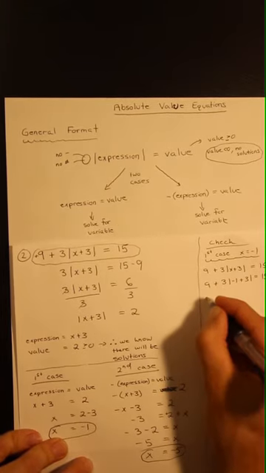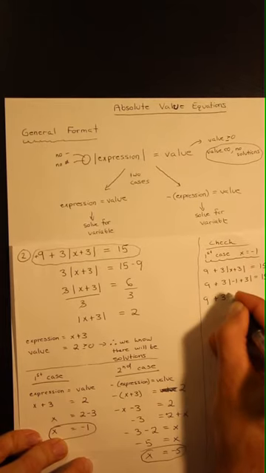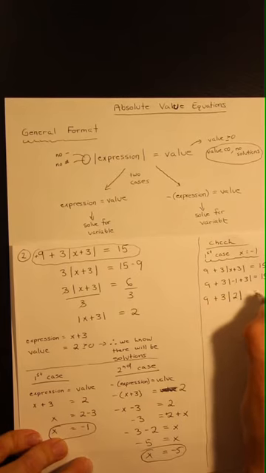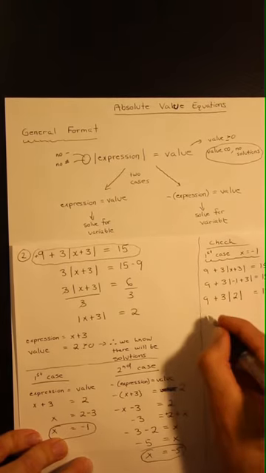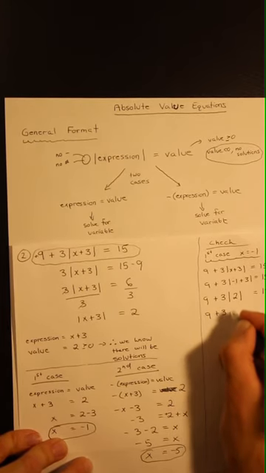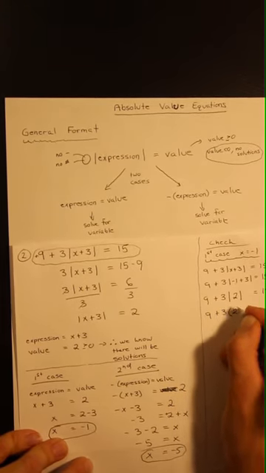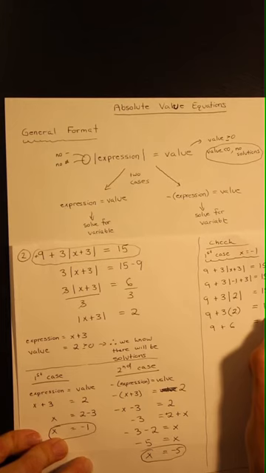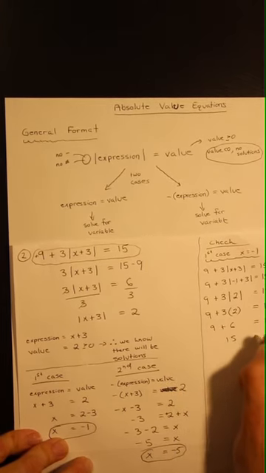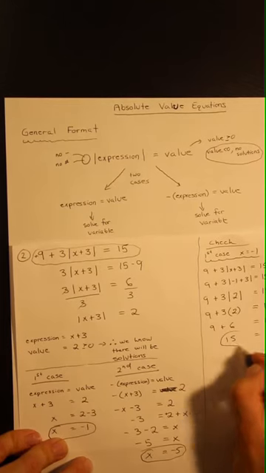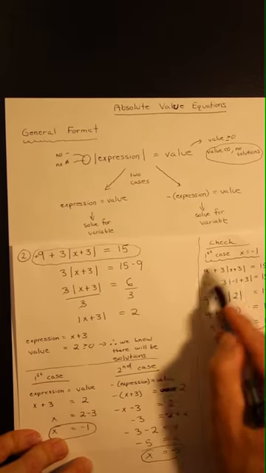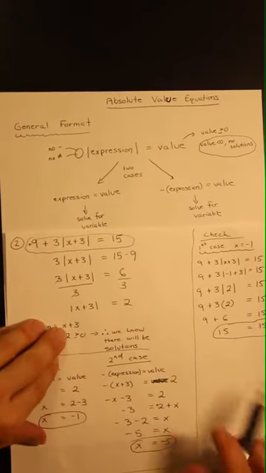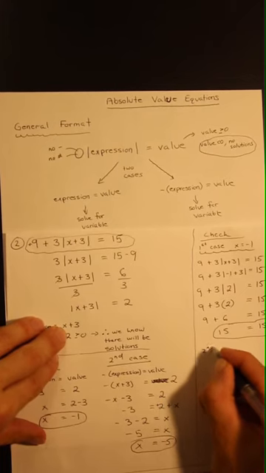And let's just work with this left side here. So 9 plus 3 times the absolute value of negative 1 plus 3, which is positive 2, is equal to 15. 9 plus 3 times the absolute value of positive 2 is just positive 2. 9 plus 6, and 9 plus 6 is 15. So this solution, x is equal to negative 1, works for this equation. Let's check our second case.